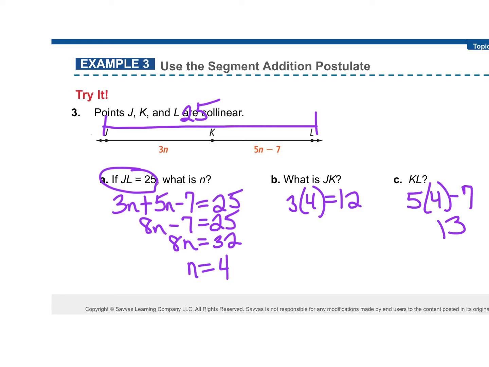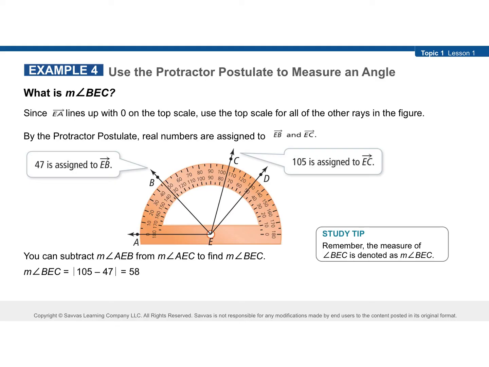Okay, so the first thing that you should have done is label your picture, 25. I know that whole thing is 25. So if I add 3n plus 5n minus 7, and I solve it, I get n equals 4. And then I'm just plugging the 4 in for n. Okay.